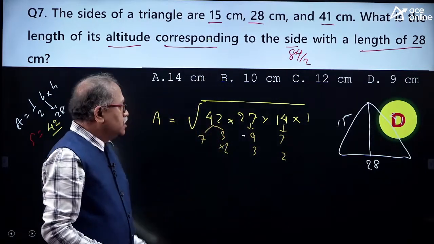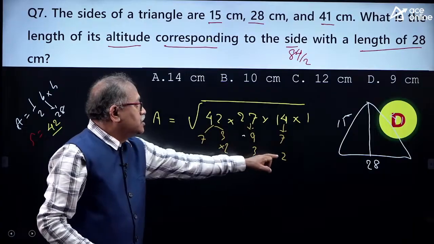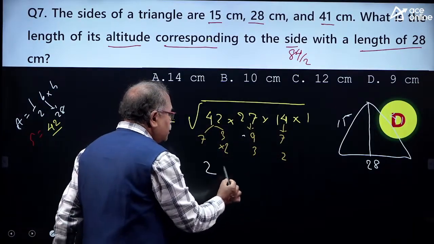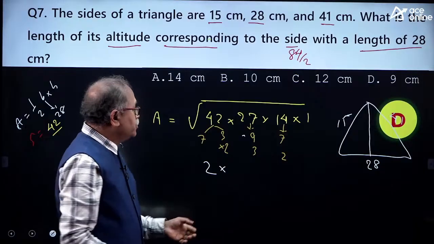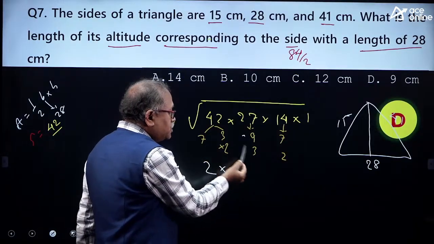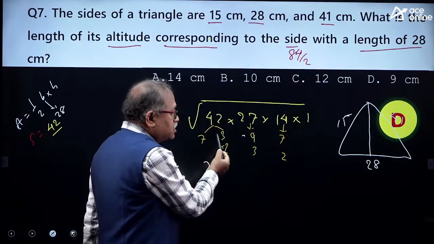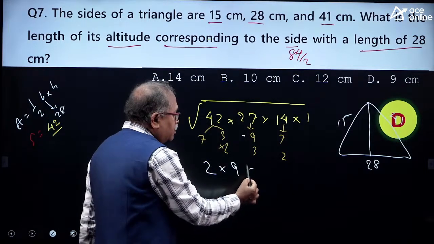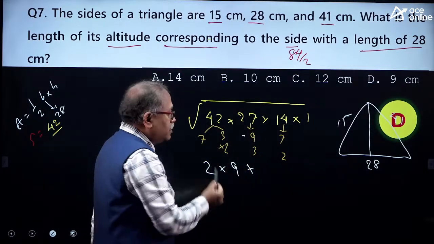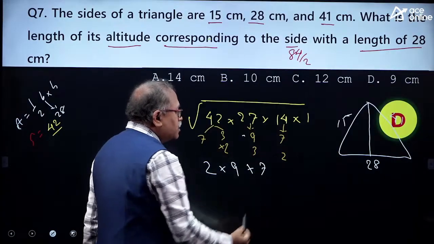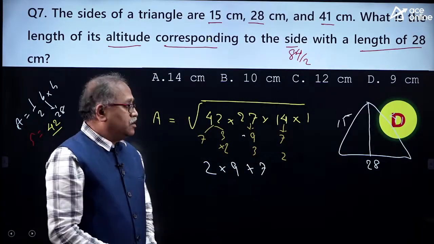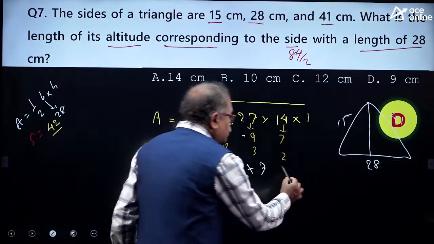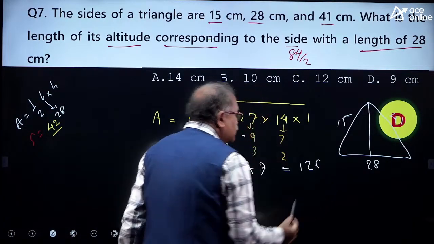So look at this one, how many 2's are there? Two 2's are there. Take the 2 outside of the square root. Now 3, two 3's are there, 3 into 3 is 9, and 9 into 9, so one 9 will come out. And 7 into 7, one 7 will come out. So this is your area: 7 times 2 is 14, 14 times 9 is 126. So 126 is the area.